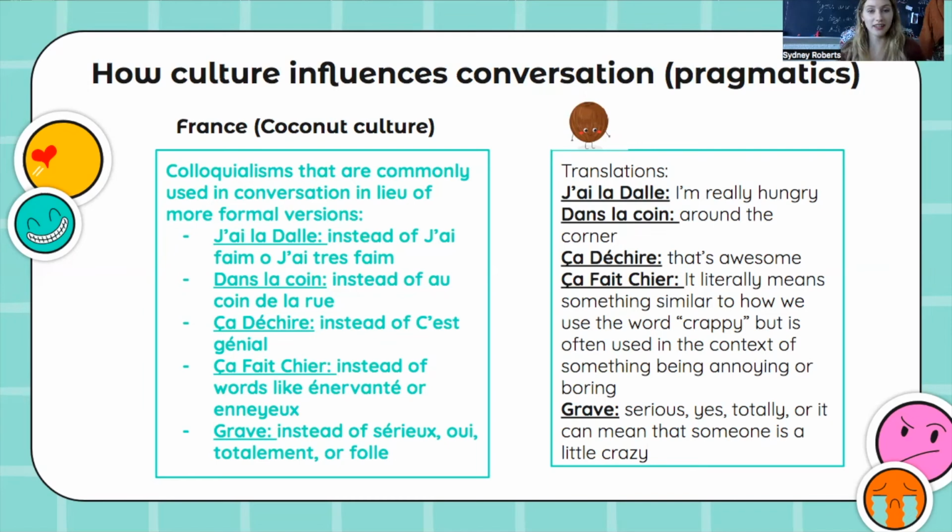Ça fait chier, instead of words like énervante or ennuyeux. Ça fait chier literally means something similar to how we would use the word crappy, but is often used in the context of something being annoying or boring. So saying like, oh, this class is so crappy, basically is what they're saying. And then grave, instead of sérieuse or oui totalement or folle, grave, you know, basically means serious, yes, totally. Or it can mean that someone is a little crazy. So a few different meanings there.